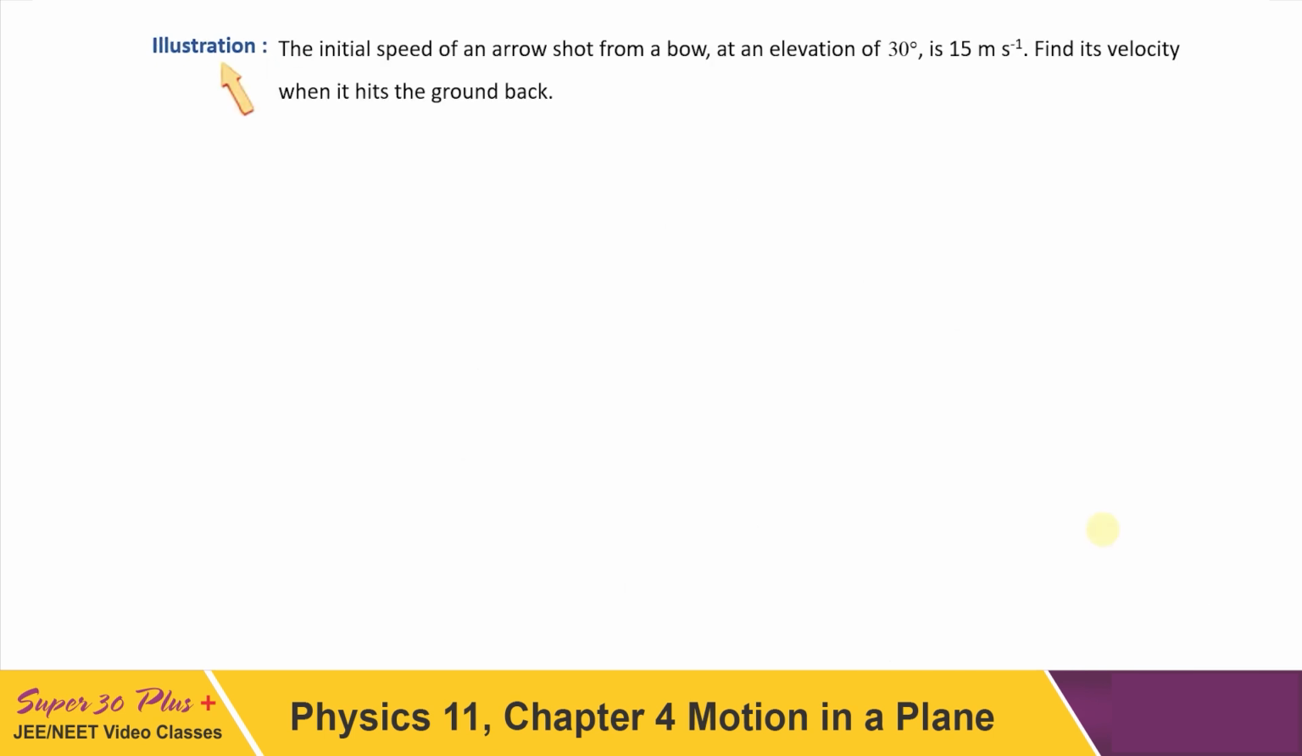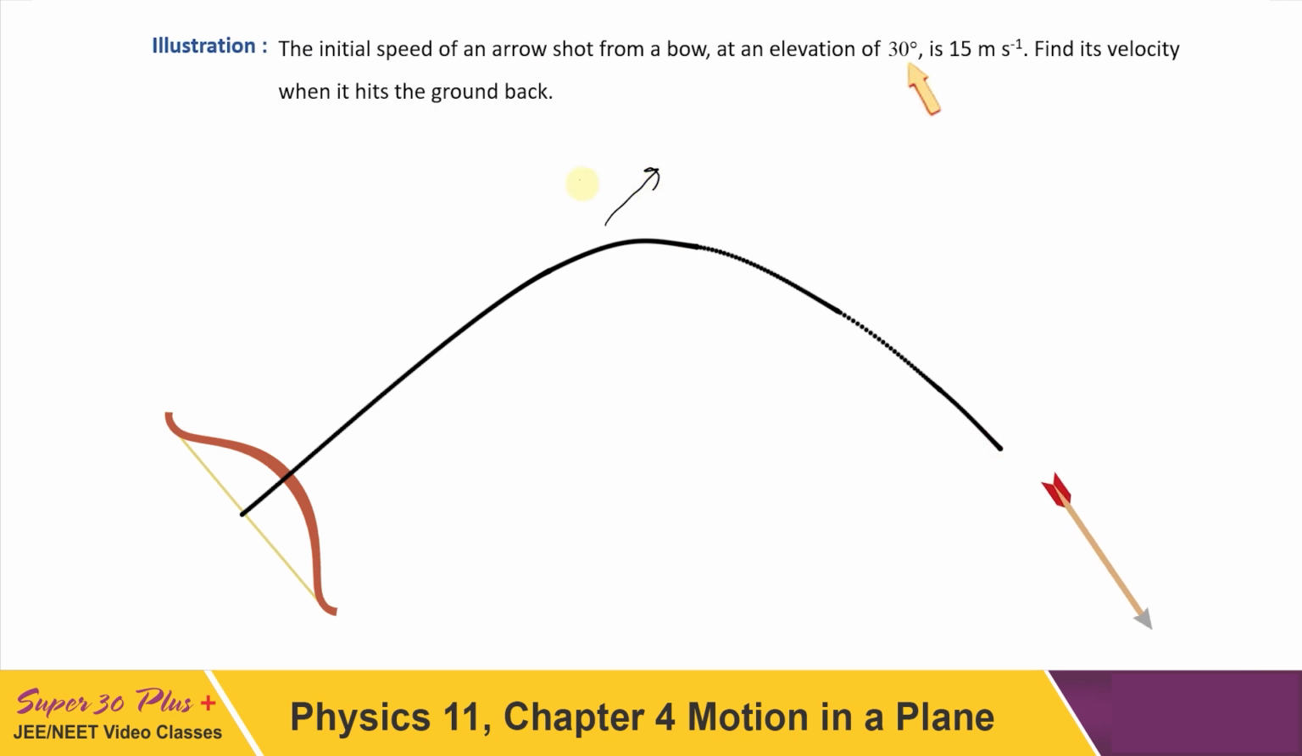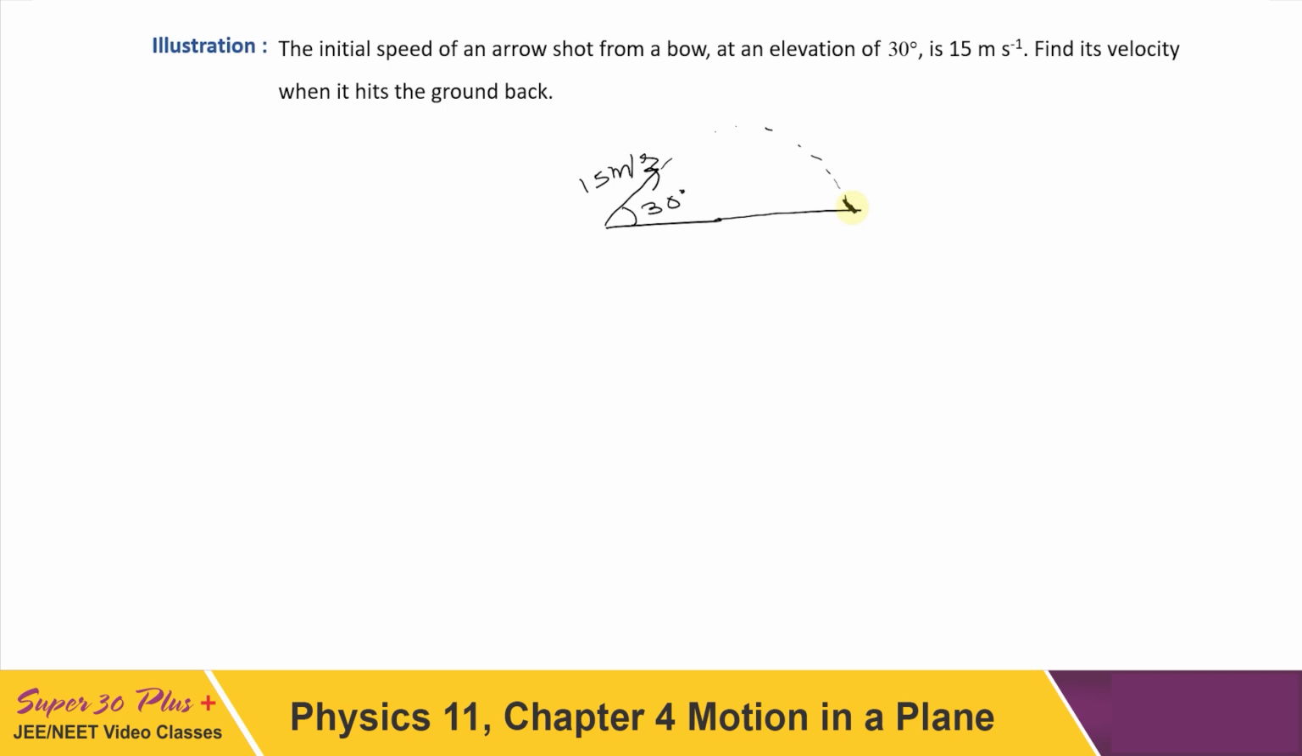Now one illustration I have taken from the projectile motion. The initial speed of an arrow shot from a bow at an elevation of 30 degree. Initial speed is given 15 meter per second and elevation is 30 degree. It is asking for its velocity when it hits the ground. So again when it comes to this level, okay, so how will we solve this? Let us analyze the situation by writing equations both in x and y direction separately. That is the common trend.